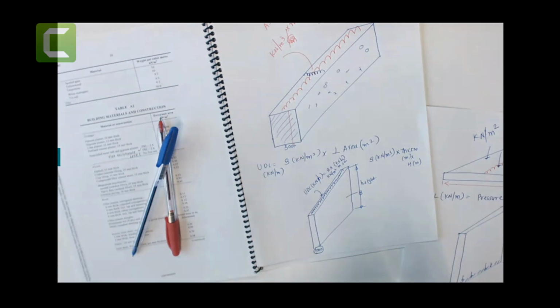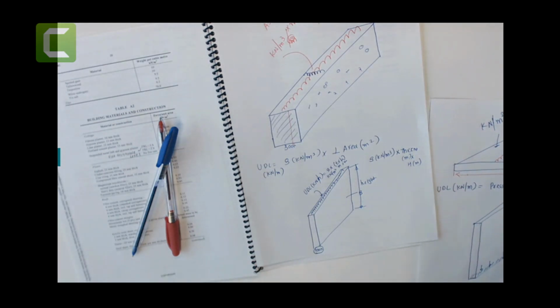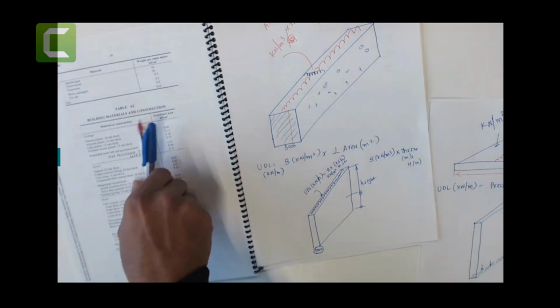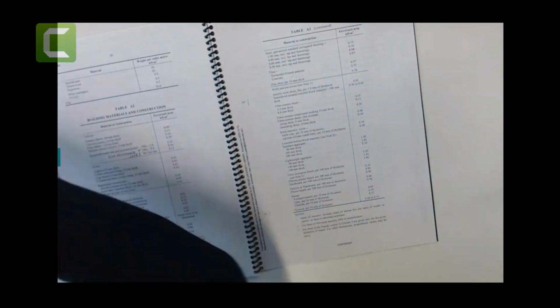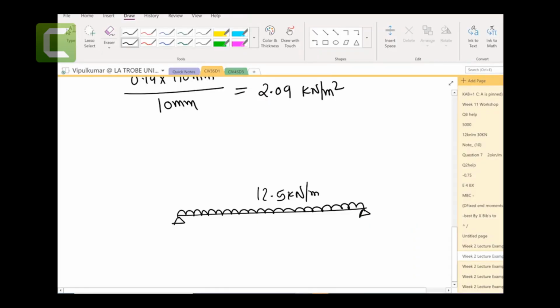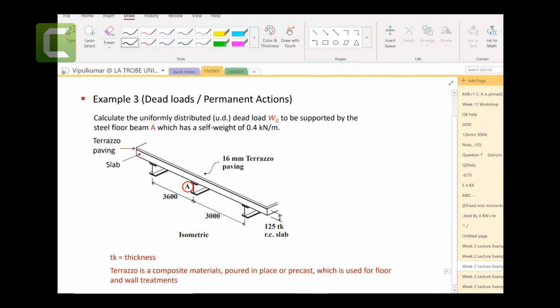Let's say this another example. Let's take more examples, probably that will give you more idea as we make more practice. Now here, calculate the uniformly distributed dead load WG.